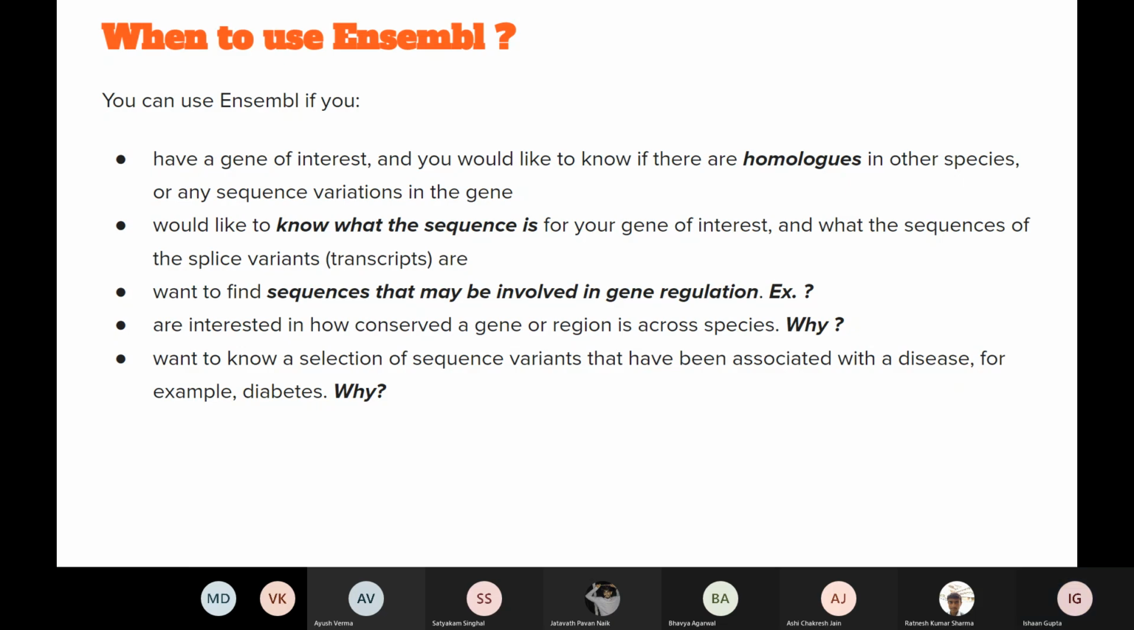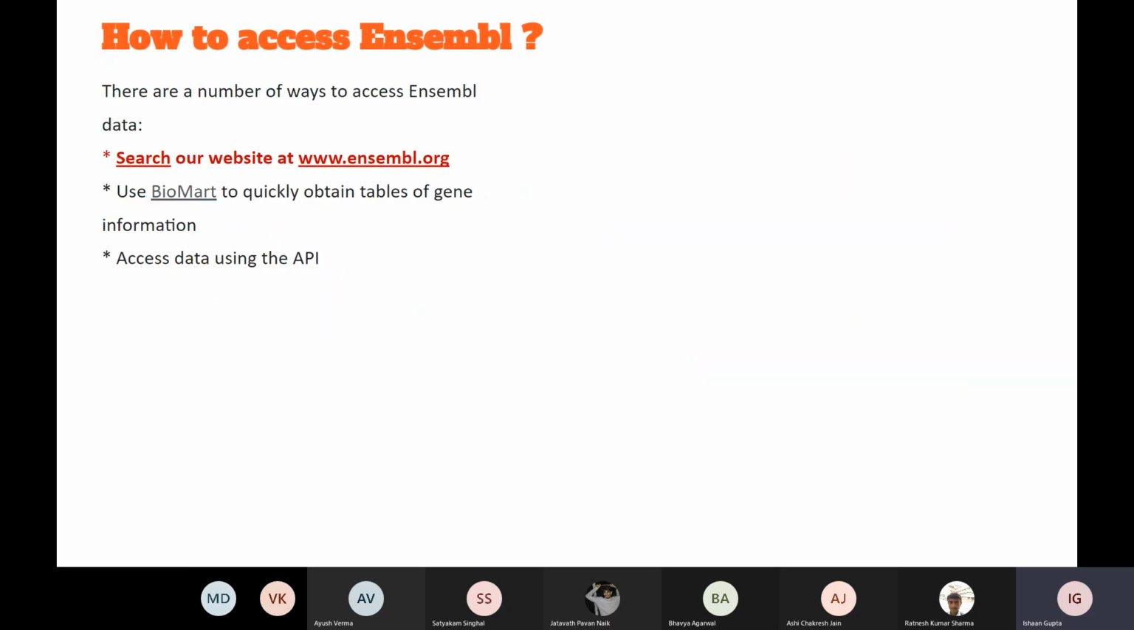And you can also know what kinds of mutations are possibly there in your gene of interest or in the location of the genome that you're looking at, because you can then associate these mutations with certain diseases and so on. So I'll just show you how this typically looks.